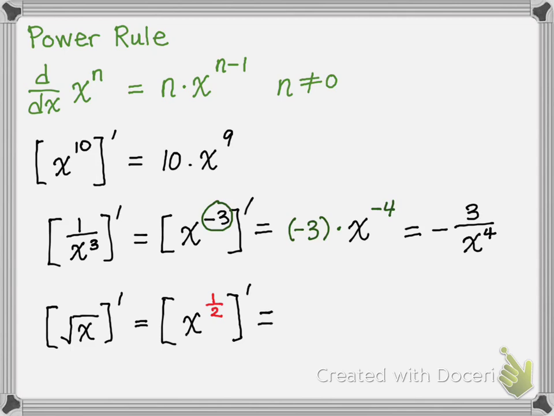So what you need to do is take down the power. The power is 1/2. And then you multiply by x raised to the power subtracted by 1. So what is 1/2 subtracted by 1? It's just negative 1/2. Then, if you want to simplify it, you will get 1 over 2 square root of x.